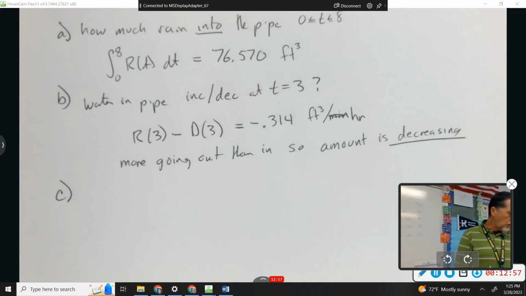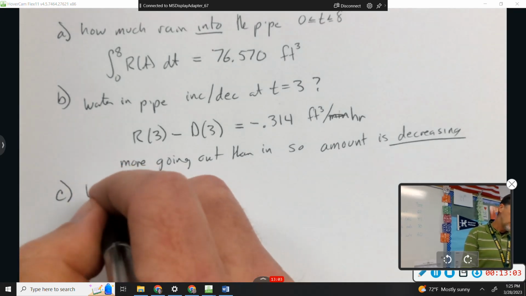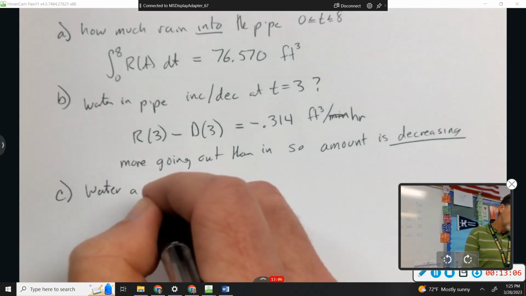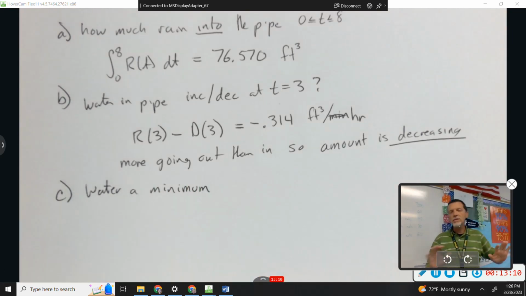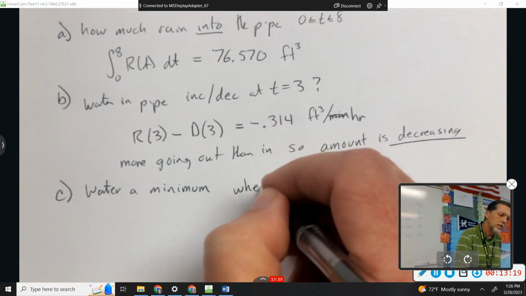Part C. At what time is the amount of water in the pipe a minimum? Uh-oh. So when do they have zeros? Okay, so don't do R and D yet. Just tell me, when do we have a minimum? When P changes from a negative slope to a positive slope.